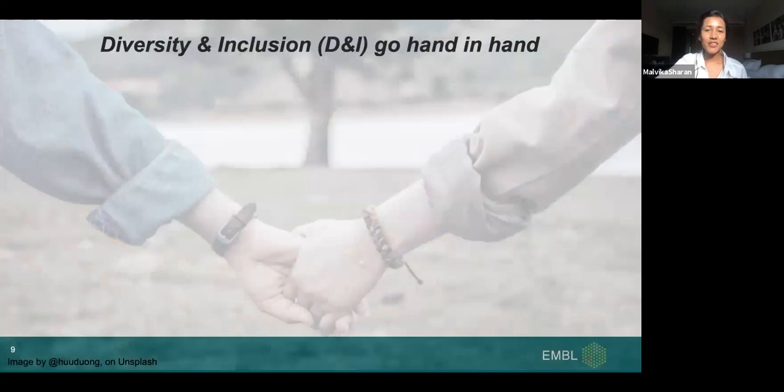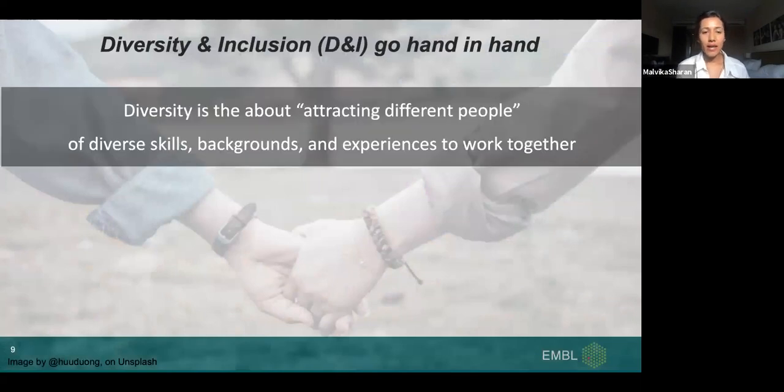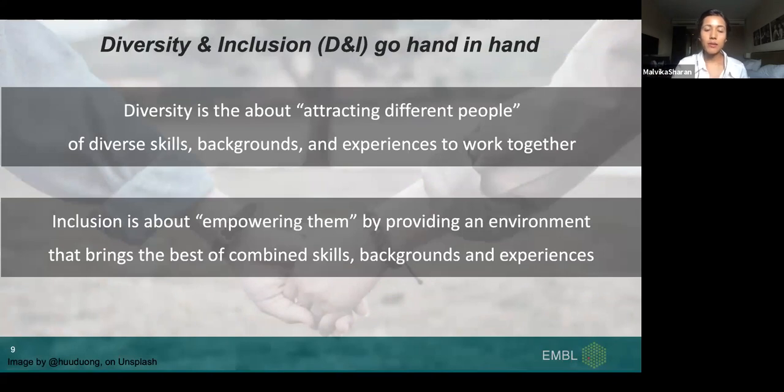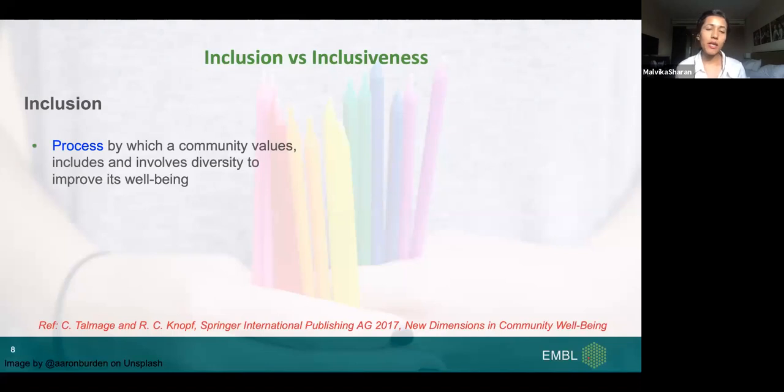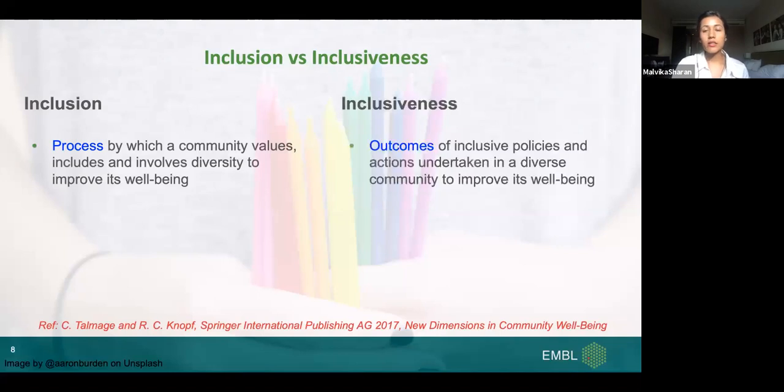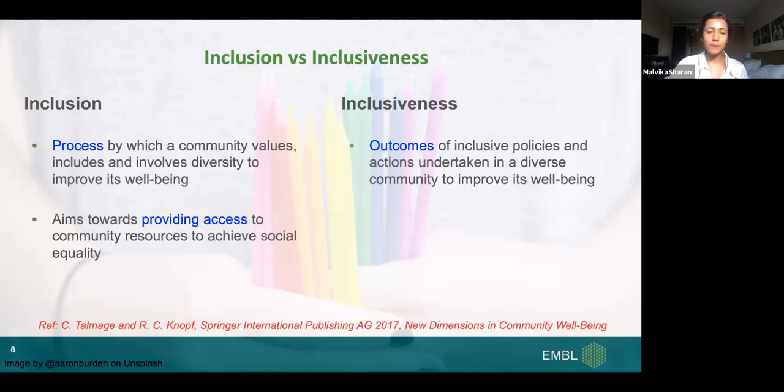Diversity and inclusion go hand in hand. Diversity is about attracting different people of diverse skills, background, and experiences to work together. And inclusion is about empowering them by providing an environment that brings the best of the combined skills, background, and experience they all have. So what does inclusion versus inclusiveness mean? Inclusion is a process by which a community values and involves diversity in improving well-being, whereas inclusiveness is an outcome of inclusive policies undertaken in diverse communities.